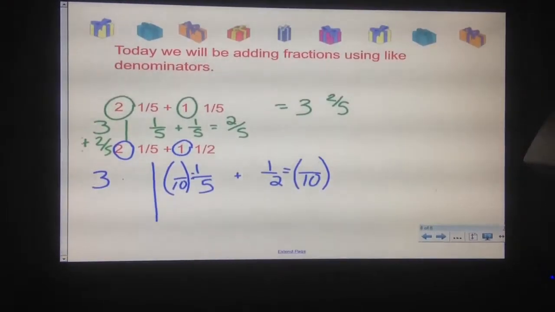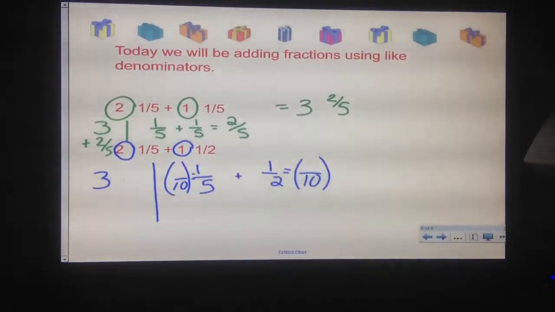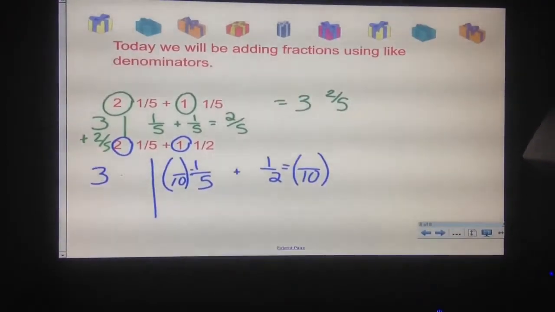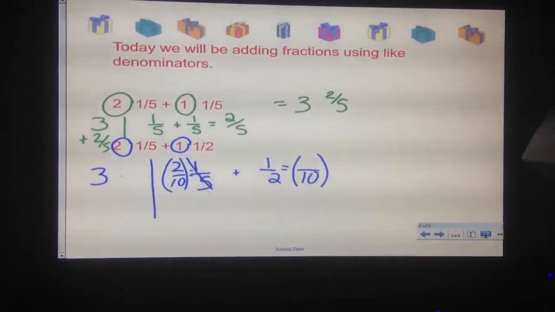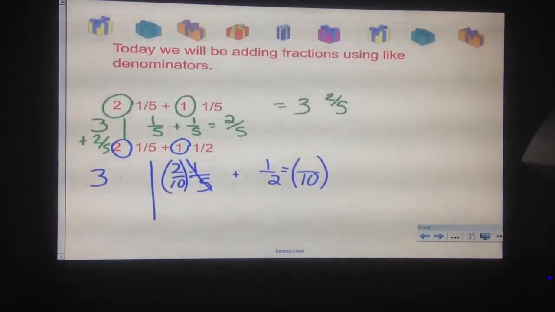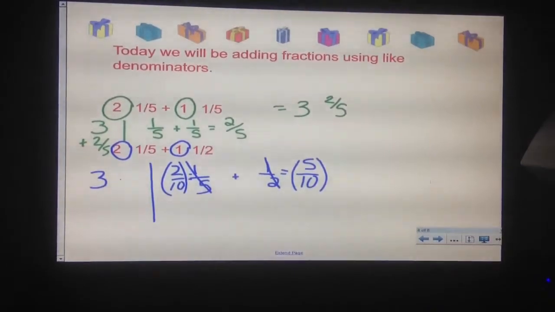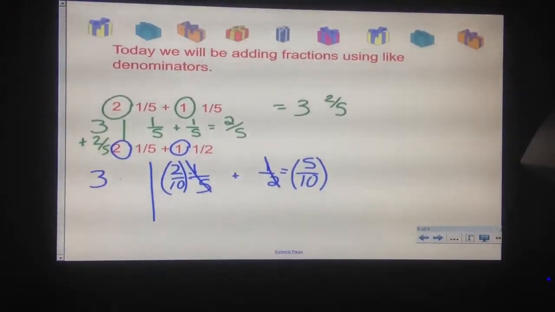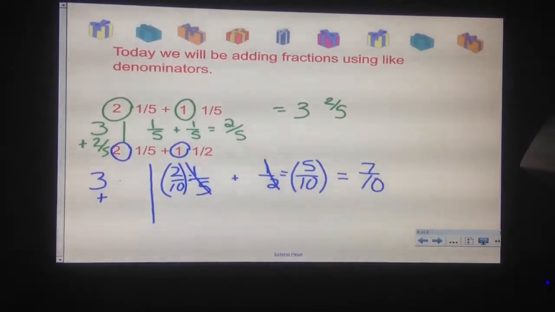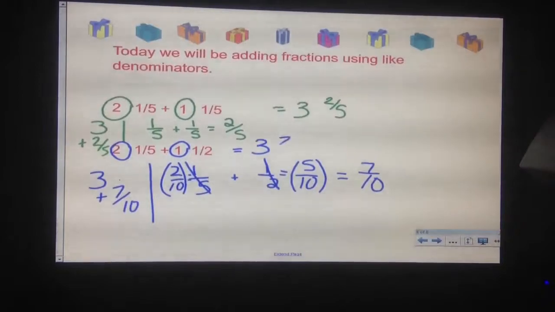And on the homework, it'll ask you to use an equation. What I'm drawing to the right of the line will suffice as your equation. So here on the first one, I had to multiply the 5 by 2 to get to 10. So 1 times 2 is 2. And that gives me 2/10. Over here, I had to multiply by 5 to get to 10. So 1 times 5 is 5. So I end up with 5/10. So here I have 2/10 plus 5/10 equals 7/10. And if I add that in, my answer will be 3 and 7/10.